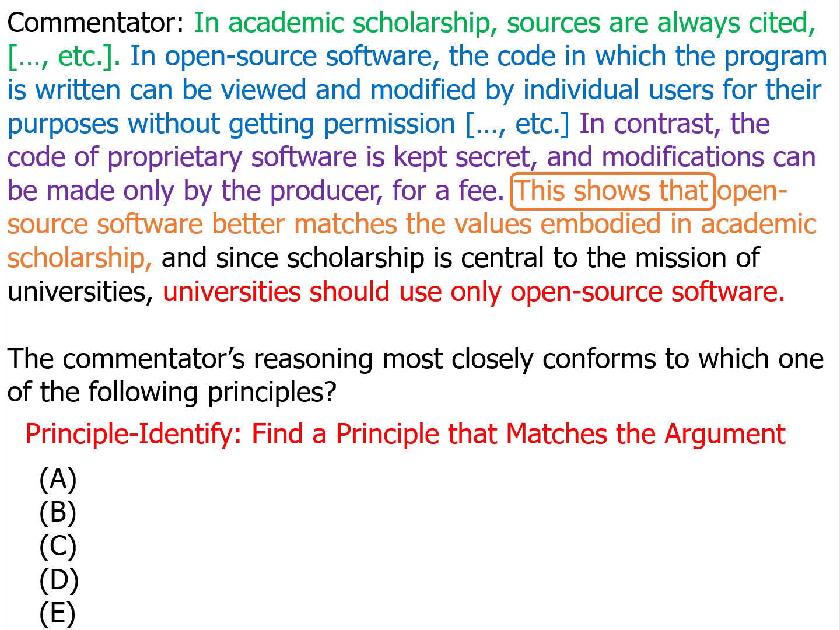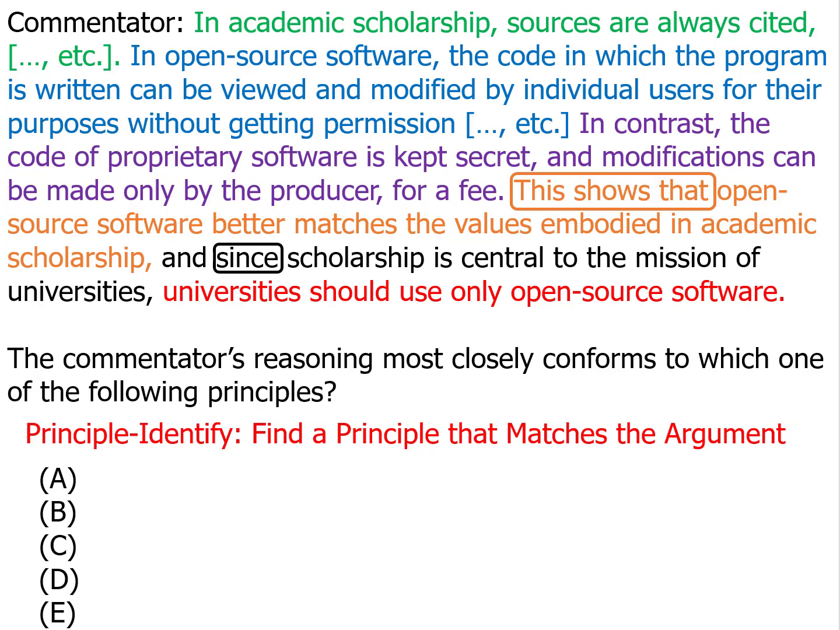And because open source software better matches the values embodied in academic scholarship, and with that next piece of information, scholarship is central to the mission of universities, those are the things that lead them to conclude that universities should only use open source software. So the correct answer will be a principle, which is to say a generalization or some sort of broad description that matches with the commentator's reasoning.